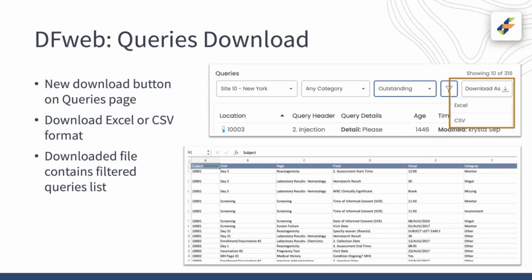Okay, on the query list page, we have added the ability for you to download the queries. For now, you can download them as an Excel file or as a CSV file. You can see the illustration at the bottom there. That is an example of a download of the queries. This downloaded file contains the filtered queries list if you had filtered in the previous stage.